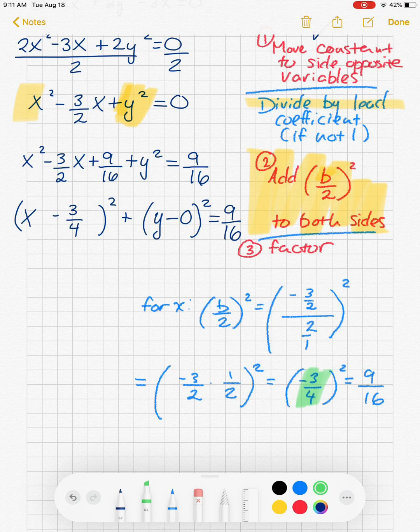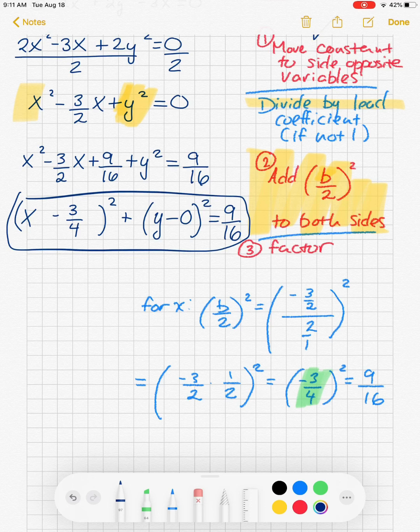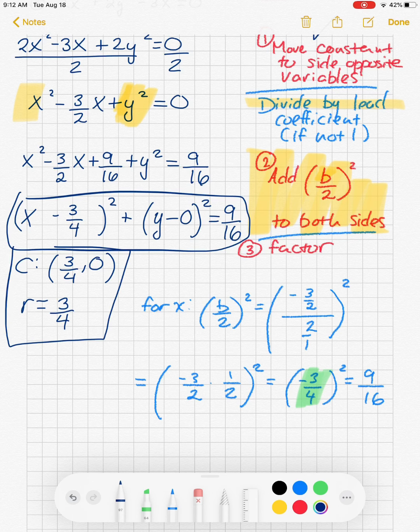So what's another way I can think about it? I can go, okay, well, let's see. Negative 3/4, if I multiply it by 2, I have to get this number. So if I multiply negative 3/4 by 2, I get negative 3/2. Then if I take negative 3/4 and multiply it by itself, I have to get this number. So negative 3 times negative 3 is 9. 4 times 4 is 16. So different ways of thinking about that. So there I've got my circle in standard form. So let's see, my center would be 3/4, 0. My radius, so r squared is 9/16. So the radius would be 3/4.